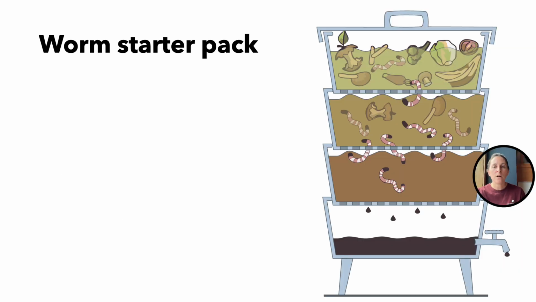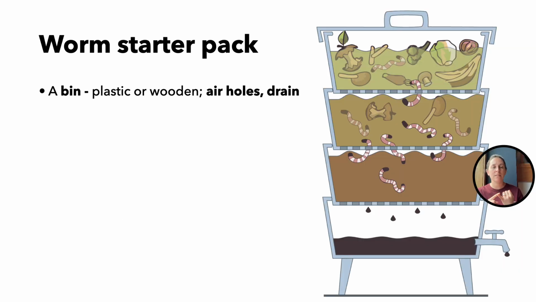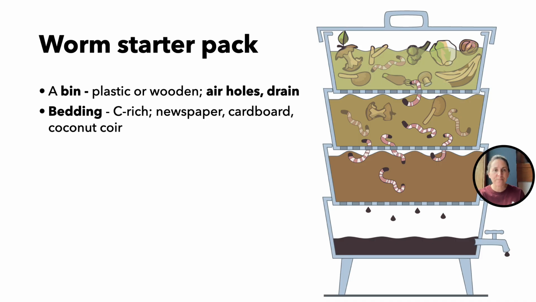So what you need for worms is a bin. This can be plastic or wooden. It needs air holes because worms are aerobic, and also a drain, so you don't want to flood your worms. They won't live. You need some bedding. This needs to be carbon rich. You can use newspaper, any of the black and white newspaper. Don't use colored. You can do shredded cardboard, or what a lot of worm vendors recommend is coconut coir. Anything that you choose needs to be delicate for worm skin, because worm skin is quite delicate.